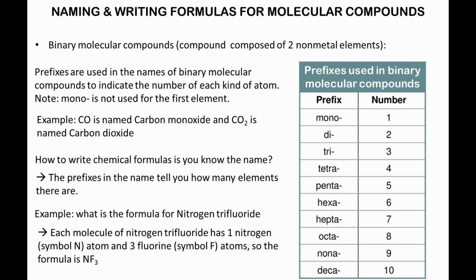A different approach is used to name and write formulas for molecular compounds. Prefixes are used in the names of binary molecular compounds to indicate the number of each kind of atom. Refer to the table for a list of prefixes to use. Note: mono is not used for the first element. As an example, compare how to name carbon monoxide and carbon dioxide.